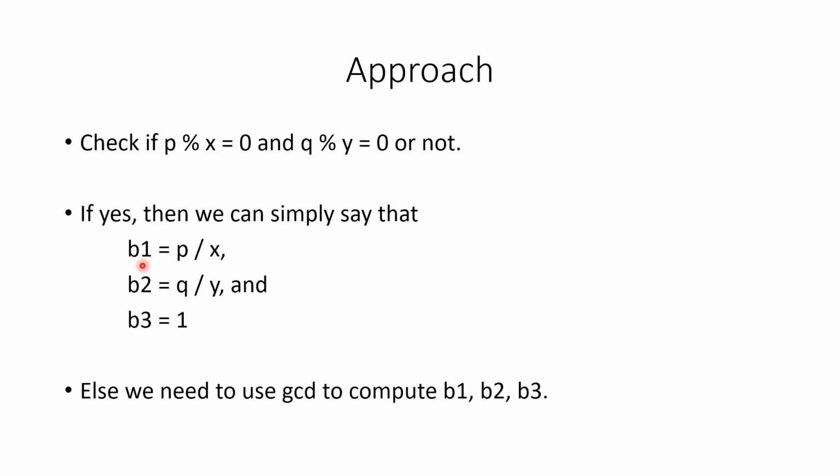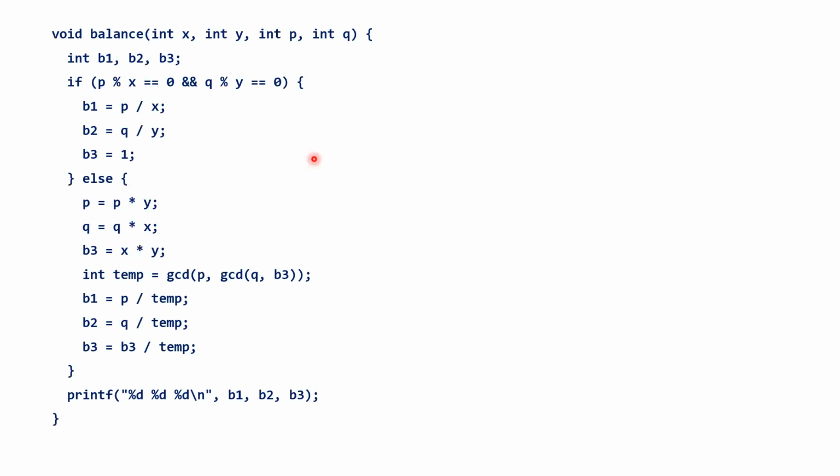That is B1 equal to P by X, B2 equal to Q by Y, and B3 as 1. This will give us the B1, B2, B3. This is a simple case, whenever P mod X is 0 and Q mod Y is 0. But if these two conditions are not met, or any one condition is not met, then we need to use the GCD approach, the greatest common divisor approach, to find out the B1, B2, B3. This is how we calculate that.